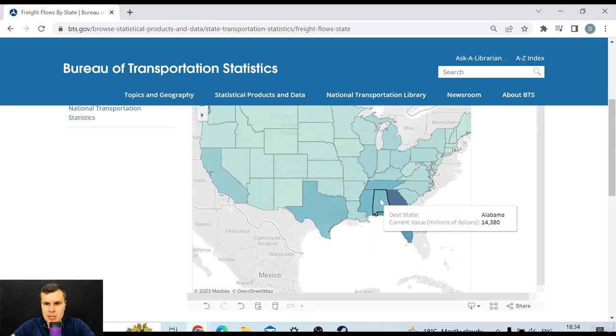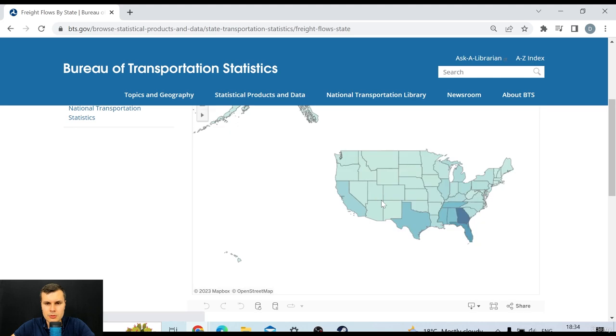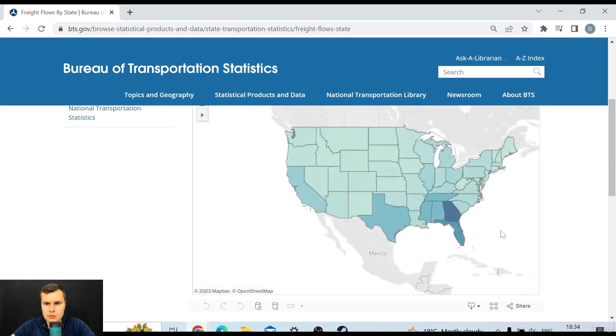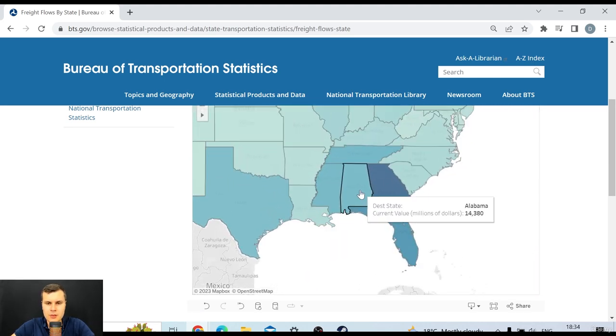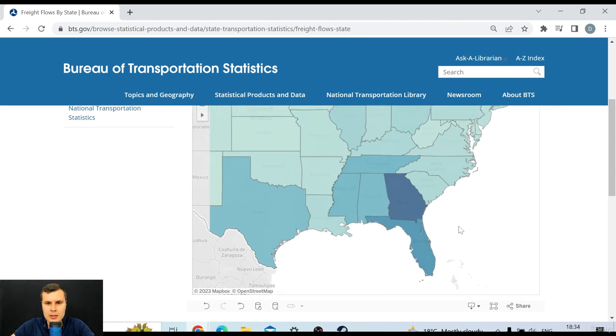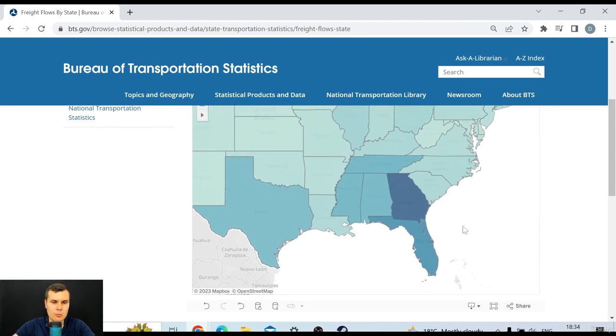We have chosen Alabama. Alabama is right here. Okay, so we've chosen Alabama, it's right here, and by the color, the darker the color, the more the state of Alabama trades with the state. So we see the darkest one is Georgia. It has the current value. So Georgia is trading the most with Alabama, and we also see Florida, Mississippi, Tennessee.